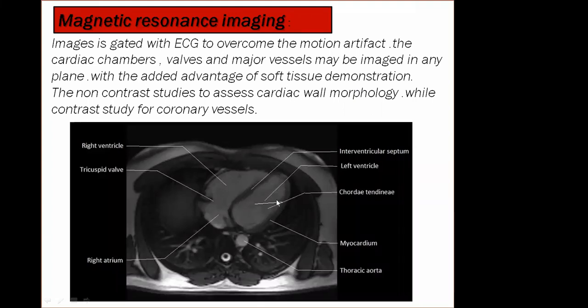So this is an MRI showing the right ventricle. This is the tricuspid valve, right atrium, left ventricle, interventricular septum, and chordae tendineae.